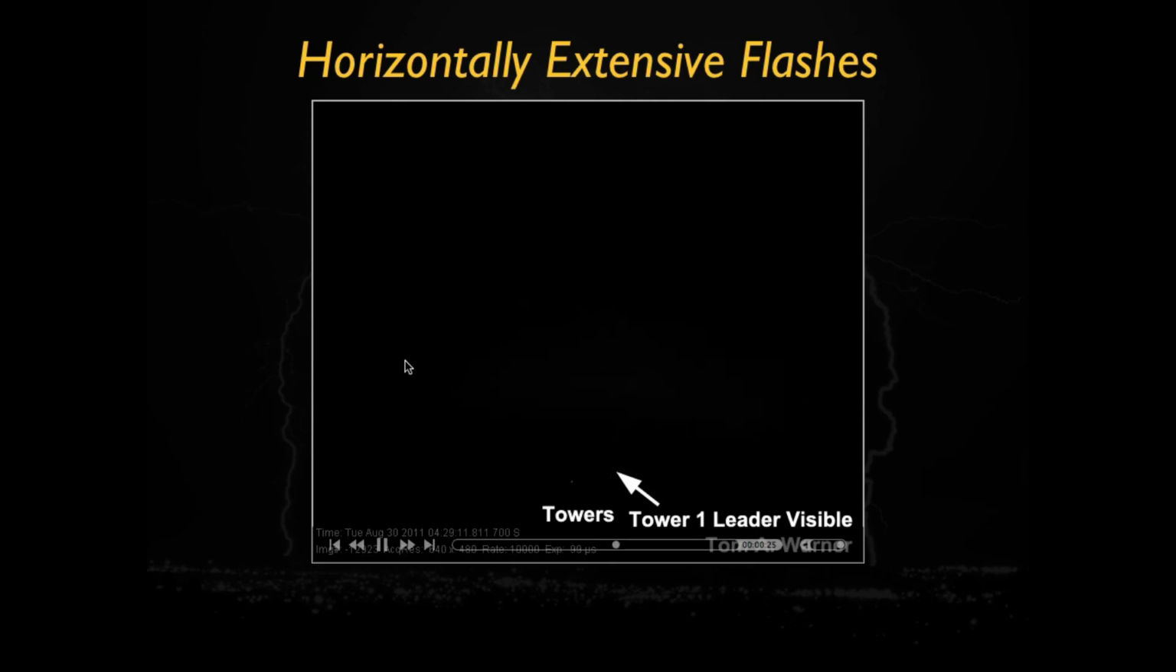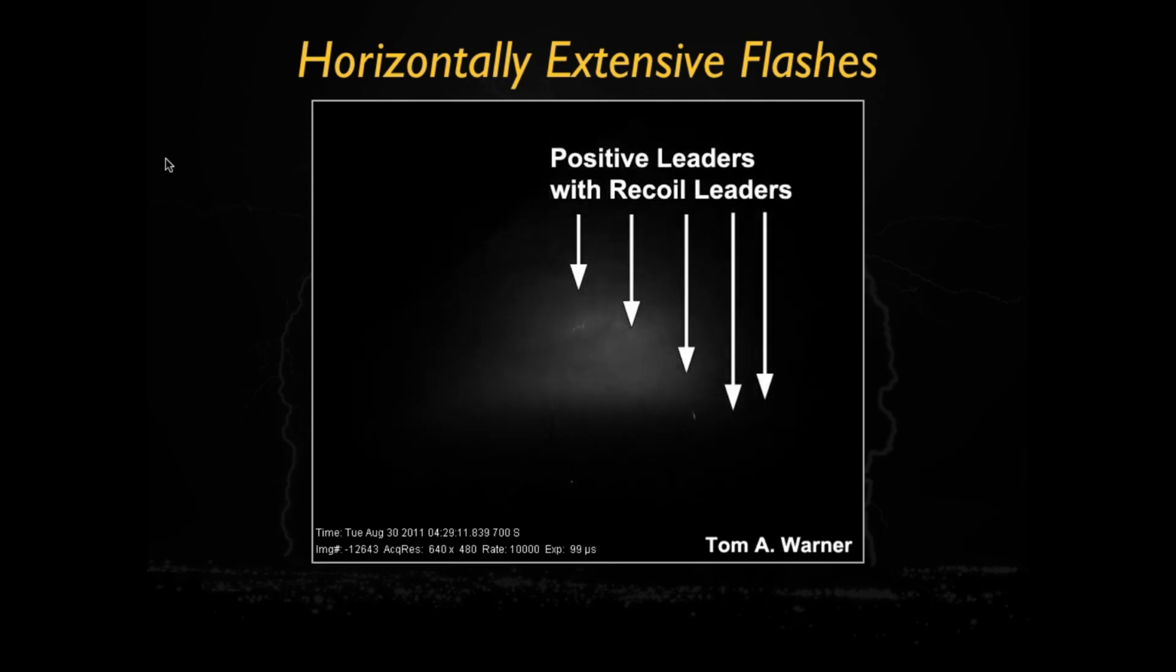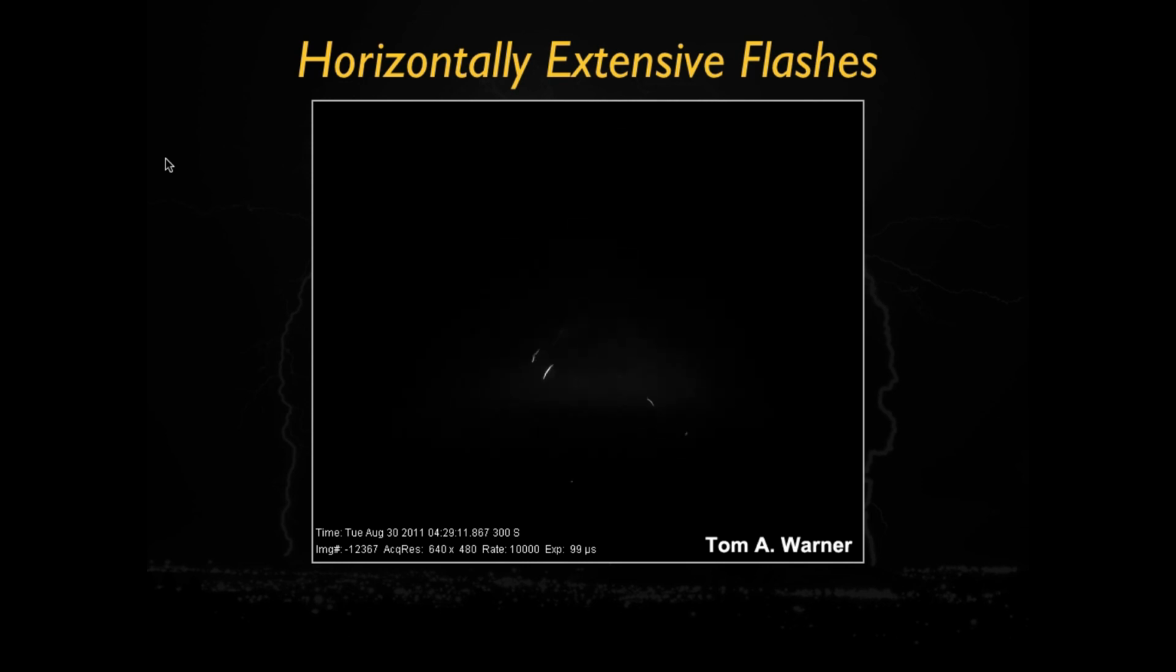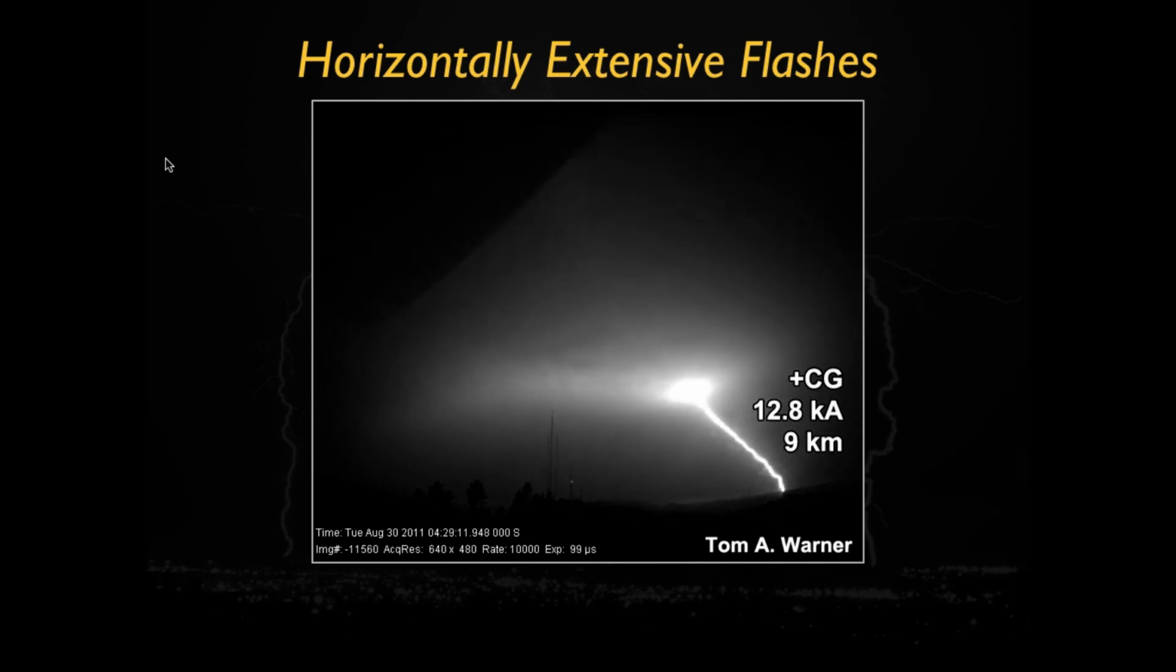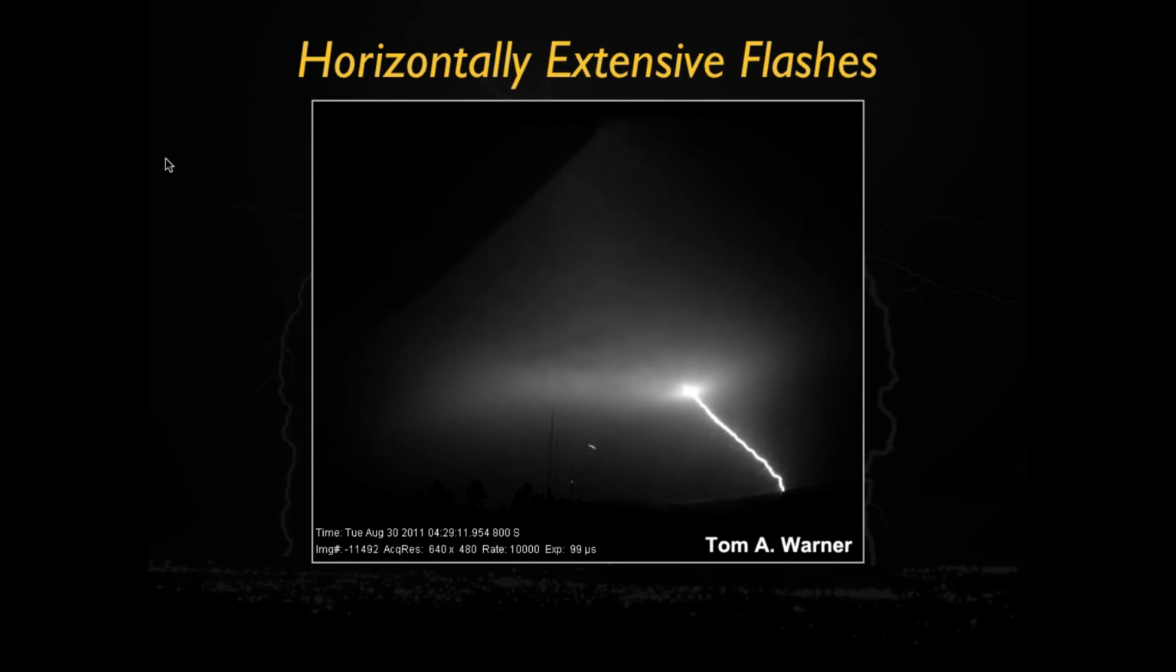But notice how this leader network decays, and then we start seeing recoil leaders associated with positive leaders that are developing. We actually see some of the positive leaders developing, one of which makes a connection to ground, causing another positive CG return stroke. So this mechanism of spatially and temporally separated positive CG return strokes with horizontally extensive negative leader development is very viable and has been confirmed by this high-speed camera imagery.